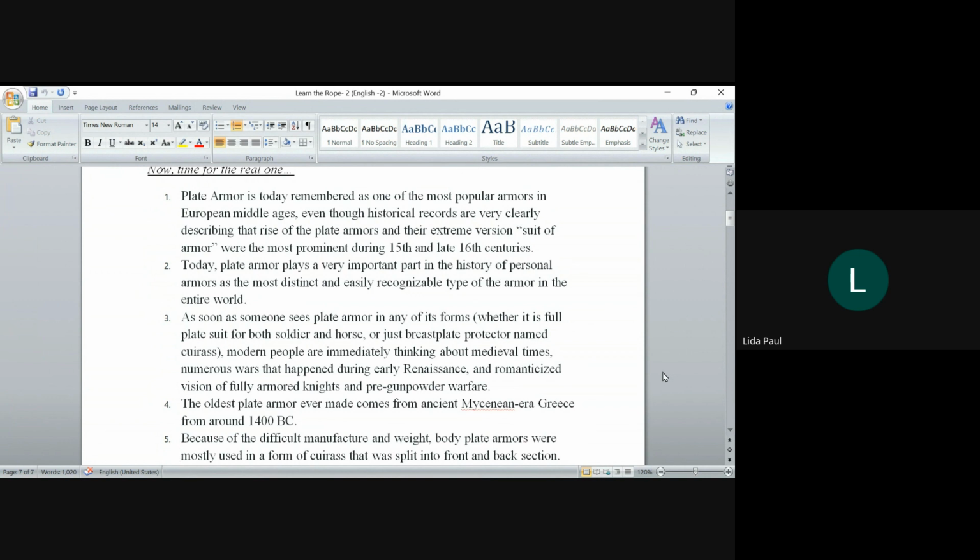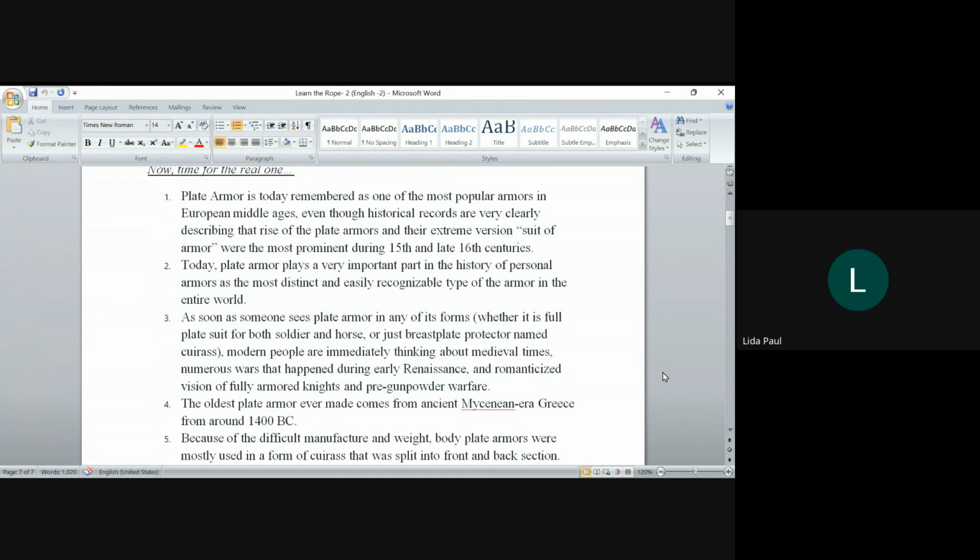Okay. Next line. Describing the rise of the plate armors and their extreme versions, suit of. Anything there? Extreme. Extreme version? No, right? Extreme is an example of an adjective. It modifies the noun version. So nothing in that line as far as I see.